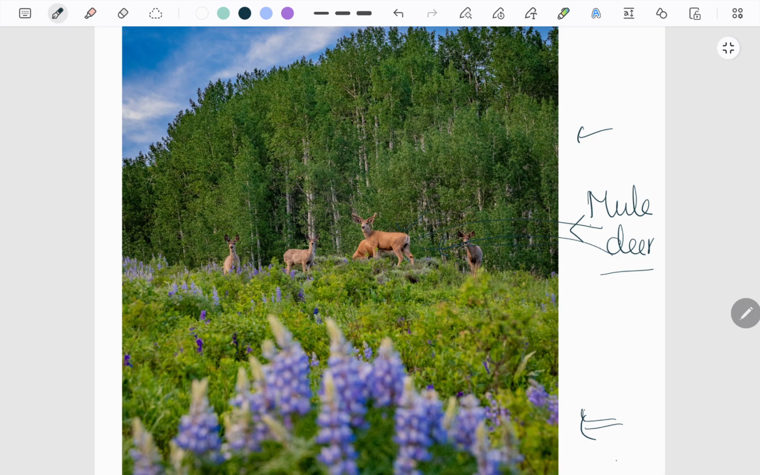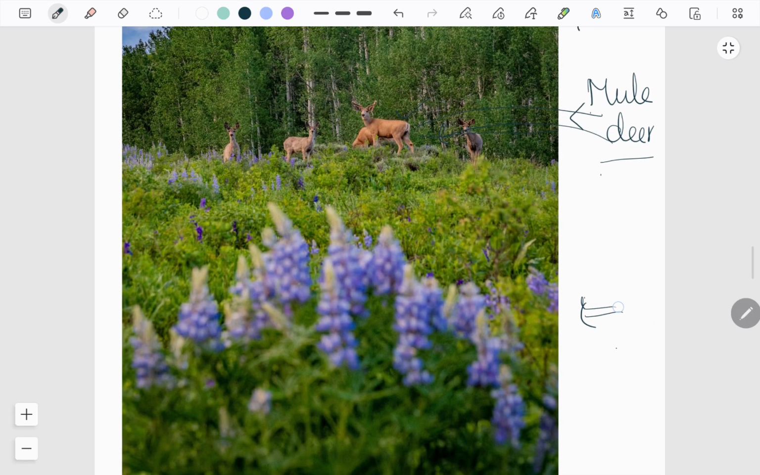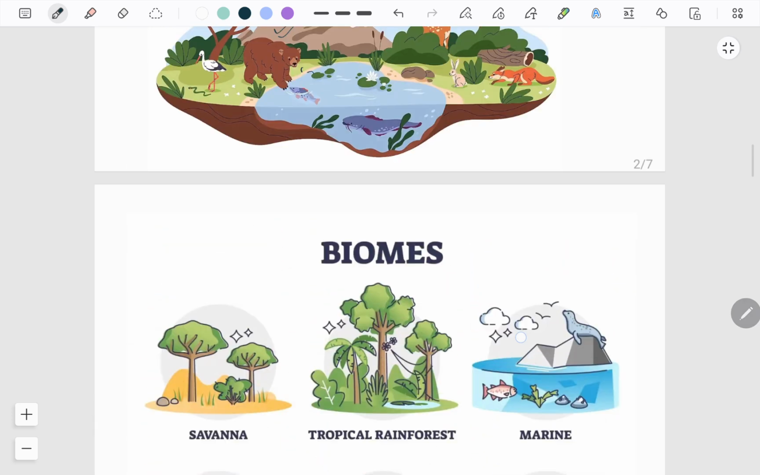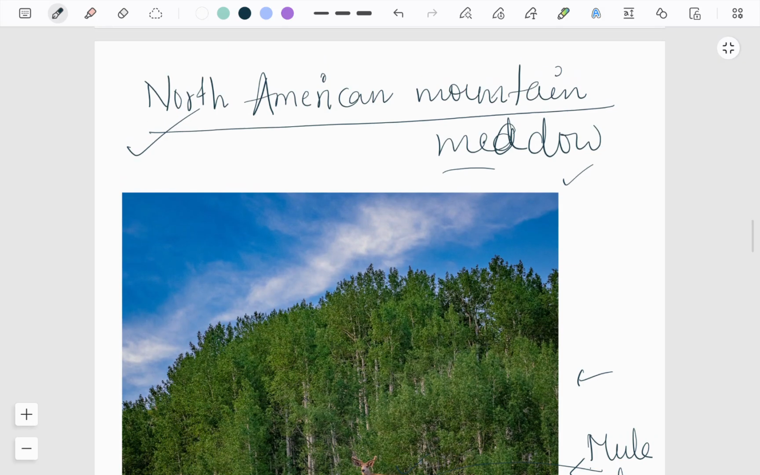With a community of different organisms, right? For example, mule deer, lupines, plus the abiotic factors on which these organisms depend, right? Now, ecosystems. One more thing I should tell you: meadow is an ecosystem. It is a place where mostly we get the small herbs, right? We will get grasses.